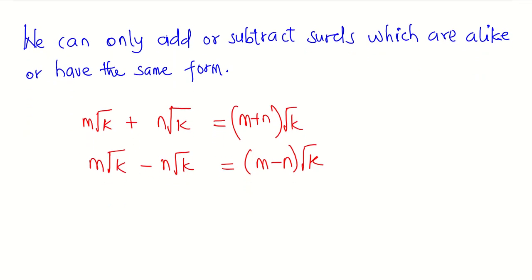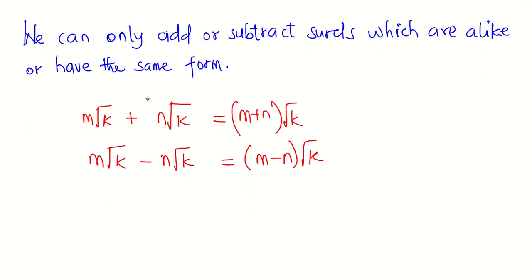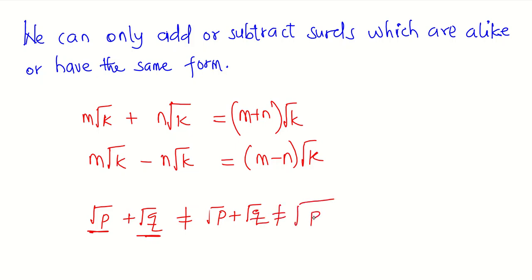Now let's take this. If we have square root of p plus square root of q, can we add these two surds? No, because we can see that the root components are not the same, and hence we cannot say that the square root of p can be added to the square root of q, or better still, we cannot say that it is equal to p plus q.